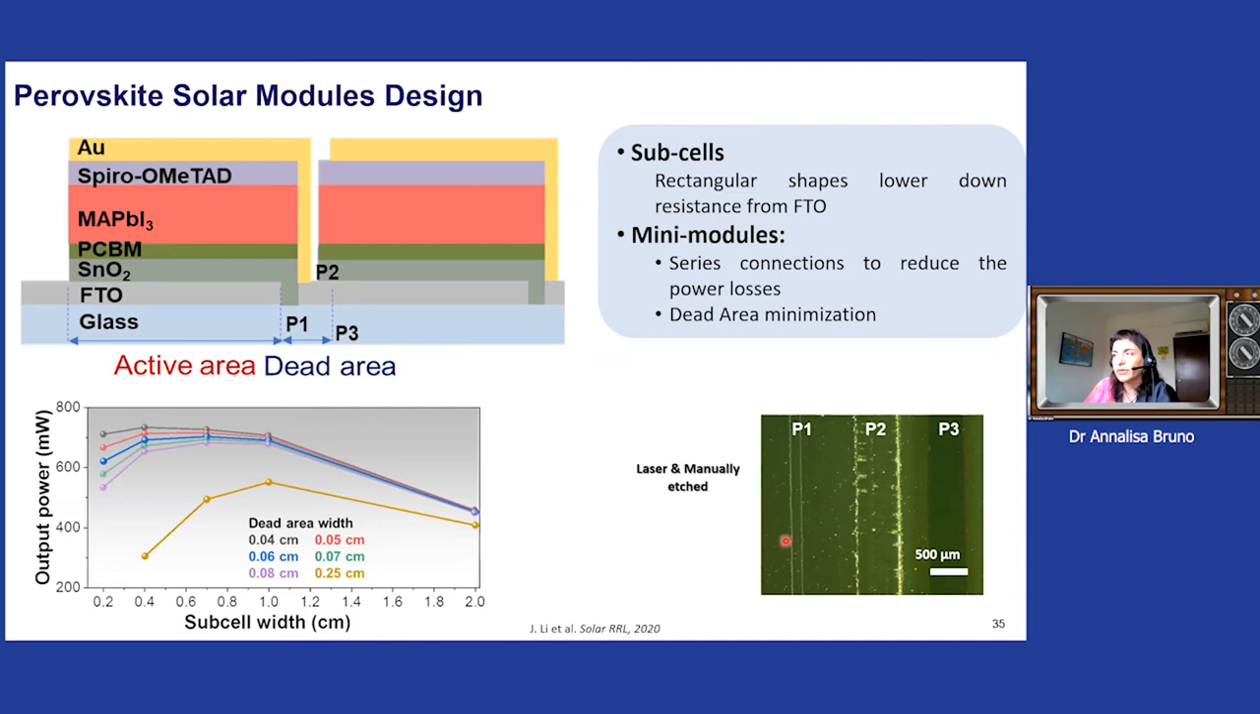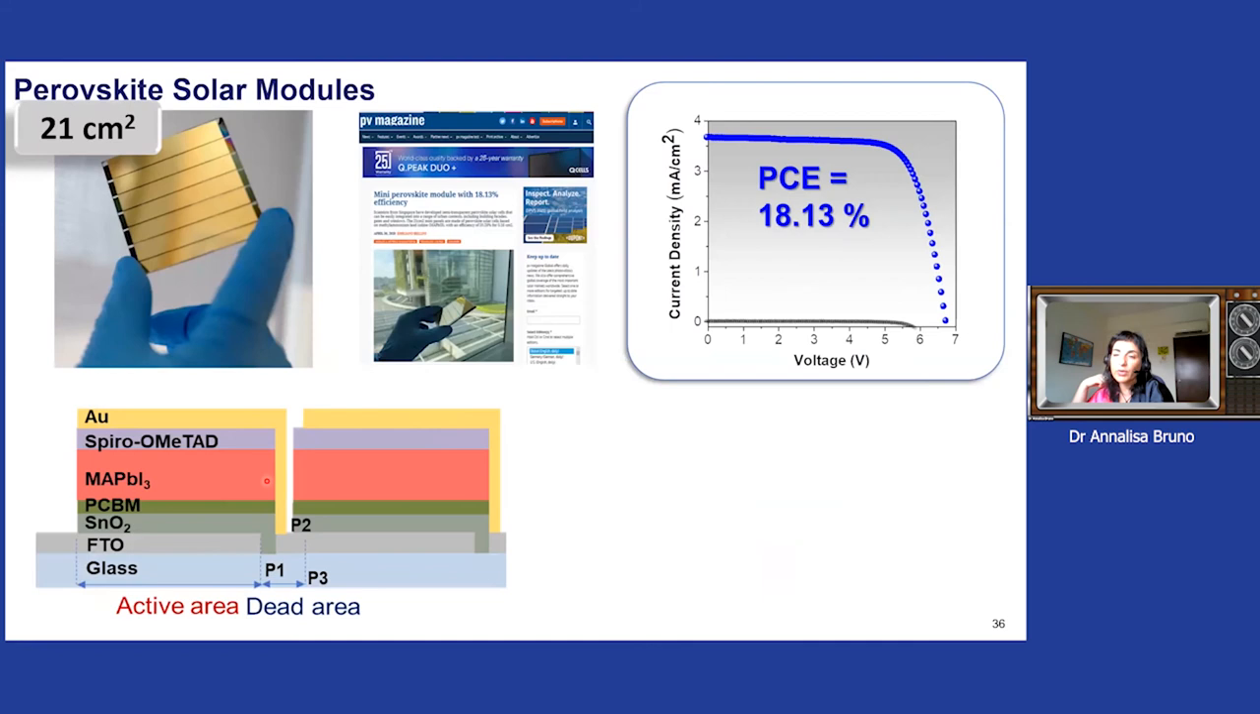In our first attempt, we did both a laser and manual design of our module that corresponds to a very large dead area, that means this distance. And in this case, the solar subcell that gives the best efficiency corresponds to 1 cm². So in this configuration, we managed to have a mini module of 21 cm² that, as you can see here, is made of a connection of 6 subcells.